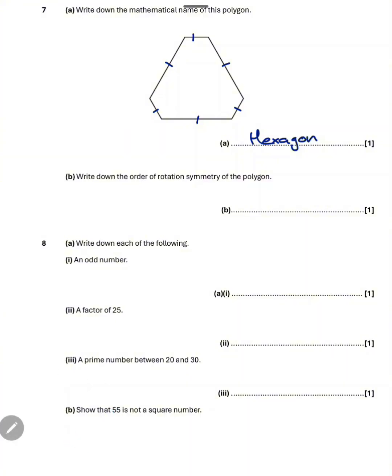Order of rotation for this polygon or this shape. Imagine you're spinning it around. We want to know how many times does it look exactly the same. Well, imagine this flat bit coming to the top. It happens once. This is the same flat bit, so that'd be twice. And this is also the same flat bit, 3. So every time that flat bit gets to the top, this shape looks exactly the same. That is your rotational symmetry. It happens 3 times.